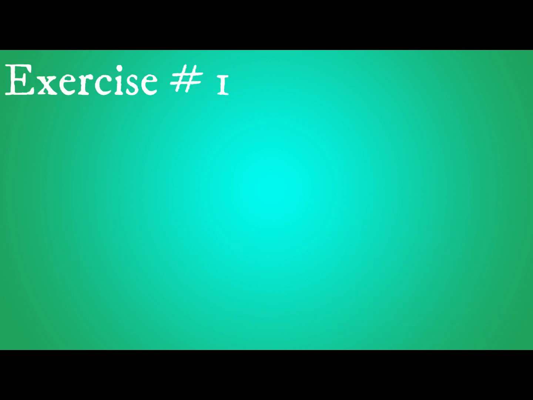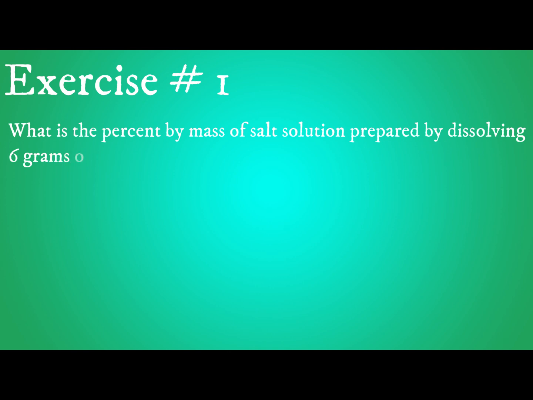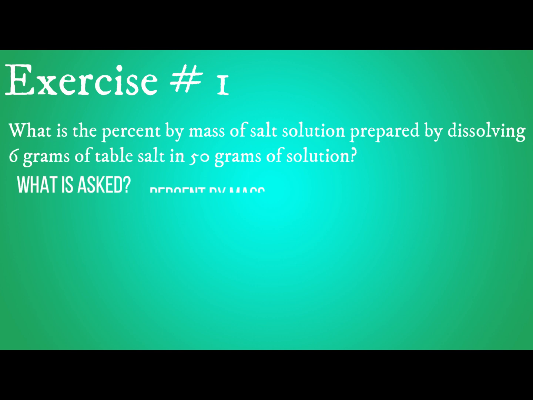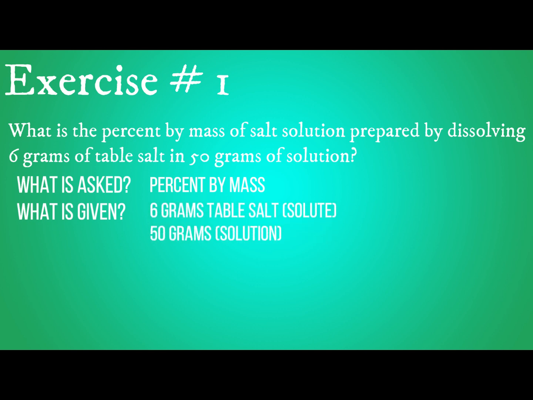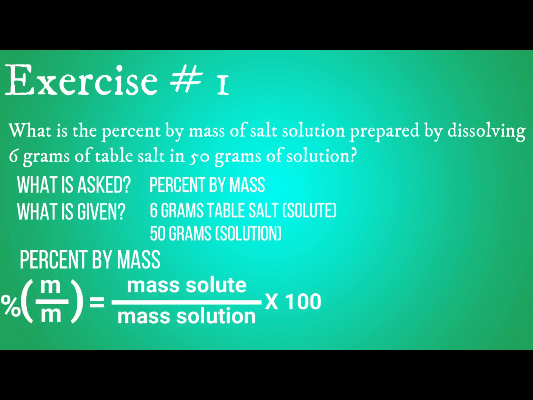Let's do some exercises. What is the percent by mass of a salt solution prepared by dissolving 6 grams of table salt in 50 grams of solution? We need to know what is asked, and what is asked is the percent by mass. We also need to know what is given. We have 6 grams table salt, which is the solute, and 50 grams, which is the mass of the solution. To get the percent by mass, we are going to use the formula I showed you earlier: percent by mass equals mass of solute over mass of solution times 100.